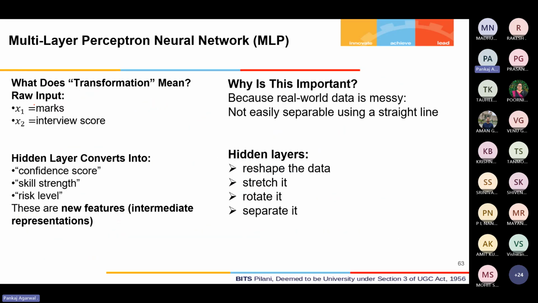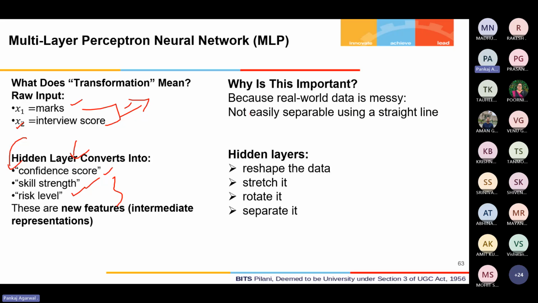Transformation means, I've told you, this could be the raw data. For example, I started with x1, x2. My transformation by using these hidden layers might convert a scenario like this. So marks and interview score might now be interpreted through hidden layers in the form of confidence score, skill strength, risk level. This might be more useful as compared to marks and interview score, because I could not see much interpretation from these two inputs. So the interpretation of confidence score, skill strength, and risk level might be more useful, which got highlighted through hidden layers.